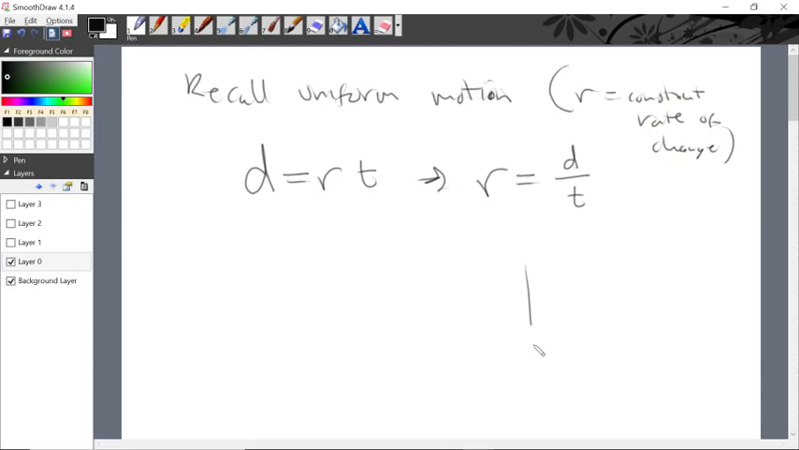So for example, if we were looking at a function that was a position function, so let's say s is equal to f of t. That is a position function. If we were to take a difference in two distances, let's say this is s1 right here, and then s2 right here.